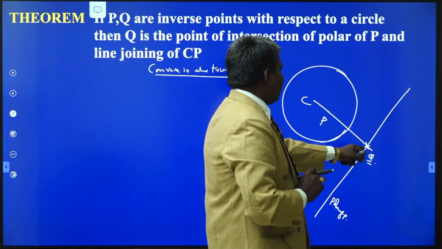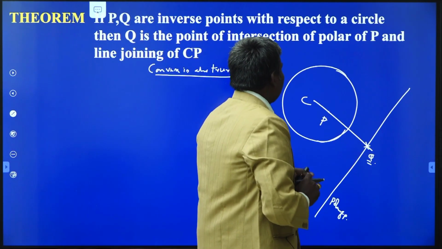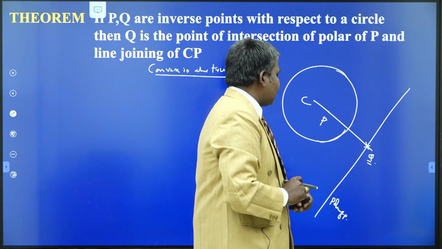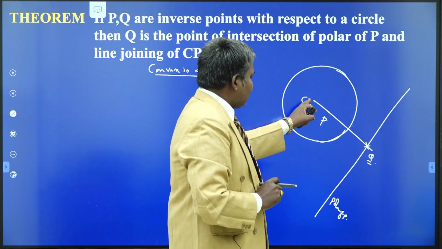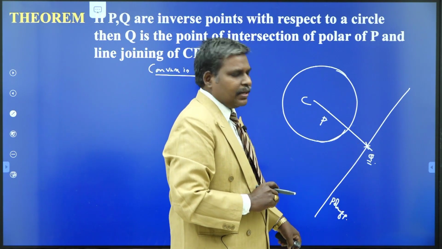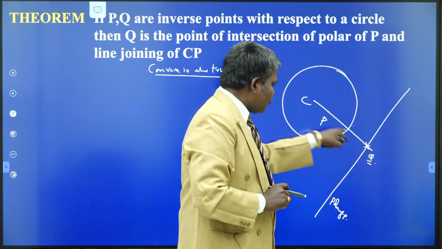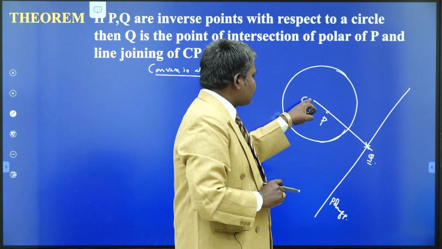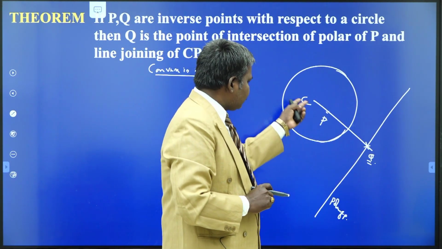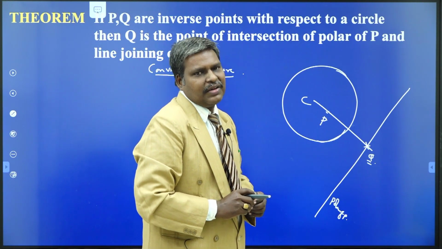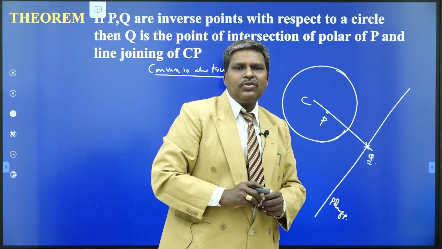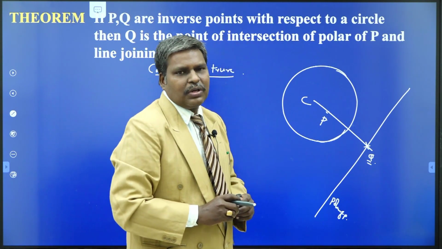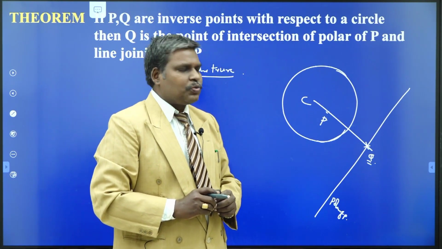Q is the point of intersection of what? The polar of P and the line joining C and P. From the diagram itself, what did you obtain? C, P, Q are collinear, on the line joining. These are collinear or not? This is collinear. Now, P, Q are on the same side of the center of the circle or not? From the diagram itself, they are on the same side of the center of the circle. One more thing you have to prove. What is that? CP into CQ is equal to r square. Then your job is over.